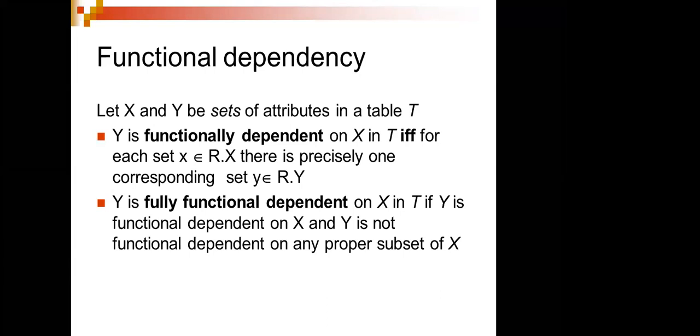Okay. So here X and Y are the attributes in a table, then Y is functionally dependent on X if and only if all the X values come from the relation R. In the same fashion, Y is fully functionally dependent on X if Y is functionally dependent on X and Y is not functionally dependent on any proper subset of X. That means the contents available in X are somehow related to Y.